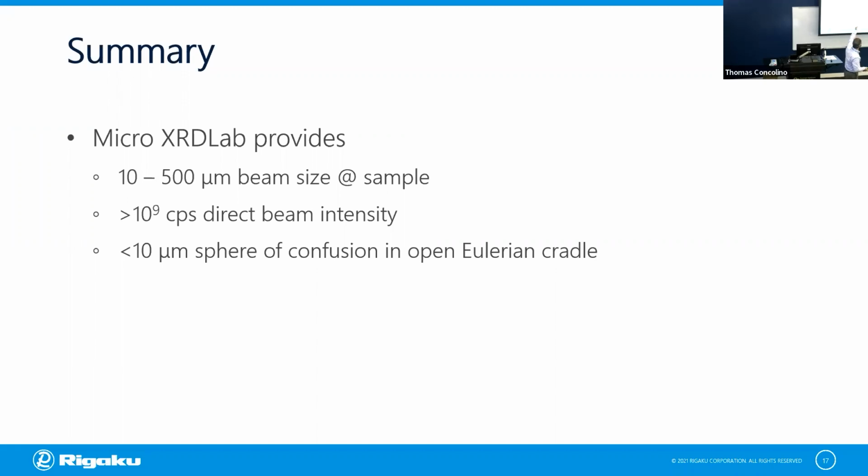The flux intensity, which I didn't discuss in my presentation, is about 10 to the power 9. If we maximize the beam size, meaning a 500 micrometer beam, the flux intensity is going to be over 10 to the power 9. We also developed a beam of less than 10 micrometers, with an open-cradle system to have a constant illuminating position on your surface. Thank you so much for your attention.